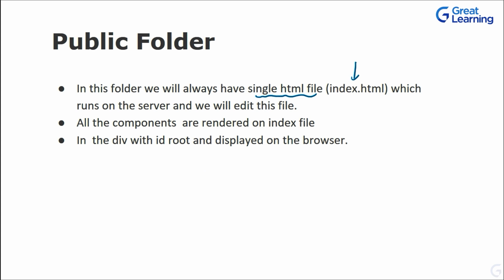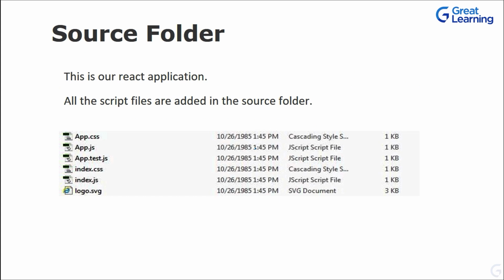We won't be editing this file as of now because we'll be using this file to render. All the components that are there in your app.js or in your index.js, we will render those components with the help of this index.html file, which was present in the public folder, with the help of the ID that was root. And this will be displayed on our browser. This was the public folder.